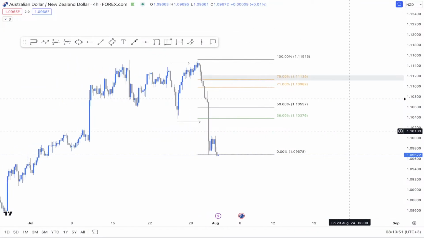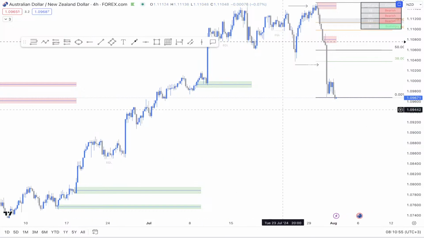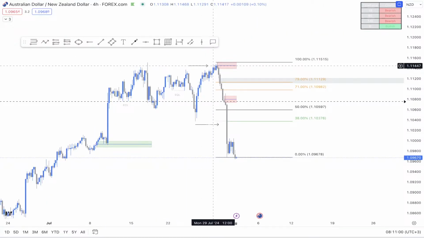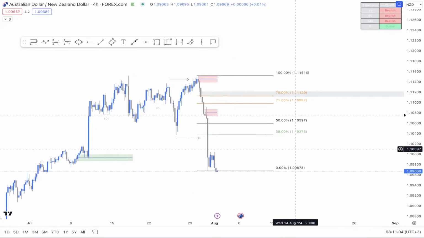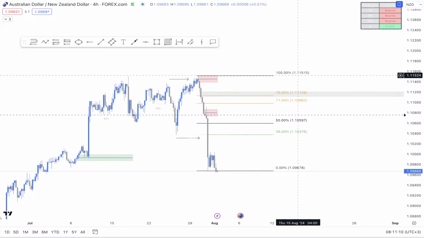Right here we had a bearish shift in momentum. After price moved upwards, right here it swept liquidity, and after that it decided to have a shift in momentum and it broke structure very impulsively to the downside. We have this fair value gap lining up with the point of interest. Above it we have a bearish trader order block as well.